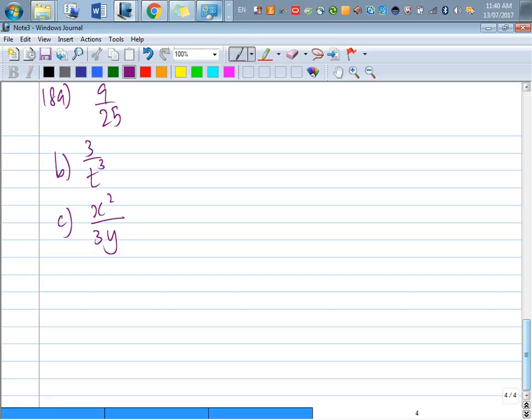What do you mean change it up? Oh, okay, yeah, it's the same. 3t to the power negative 3. But if they ask you to leave it in positive indices, you must leave it in 3 over t cubed. Generally, when we leave our answers for indices, we try to leave them in positive indices as far as we can. Okay, let's just make it a default: change it to positive indices whenever possible.